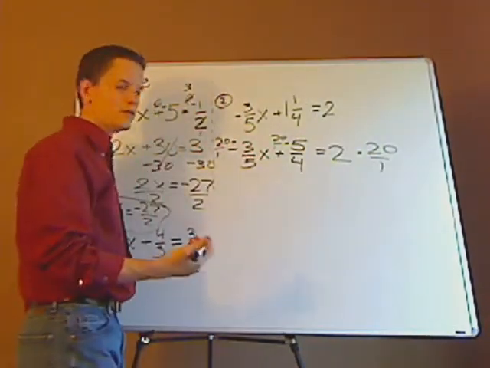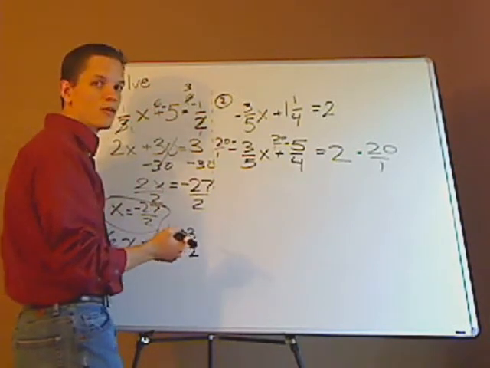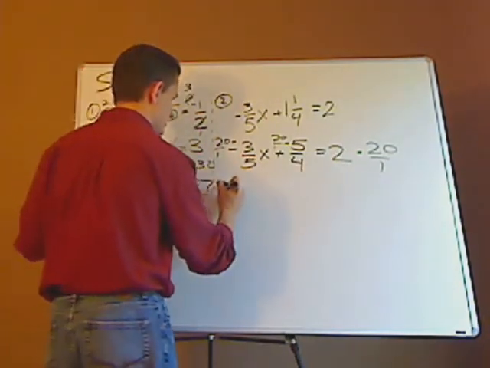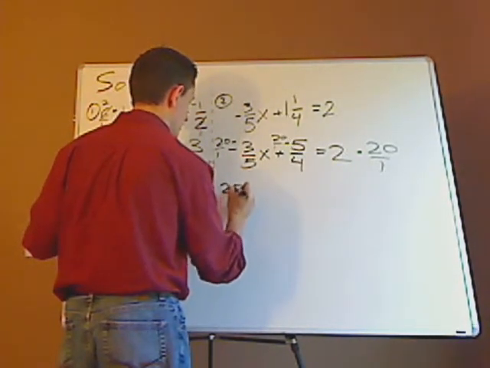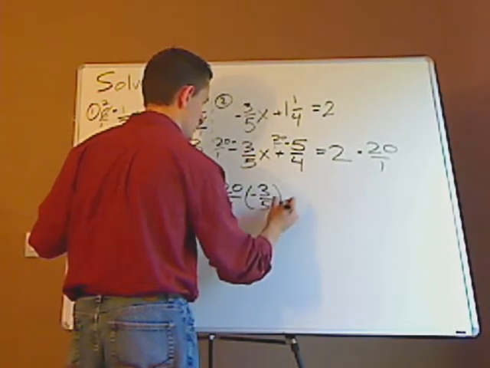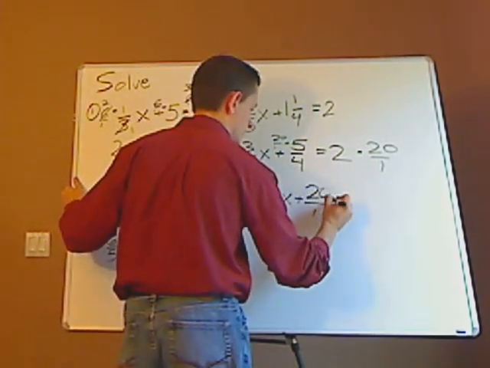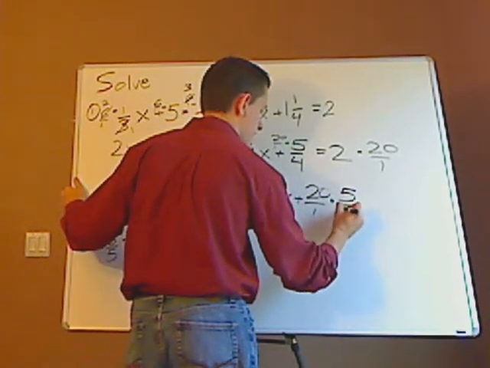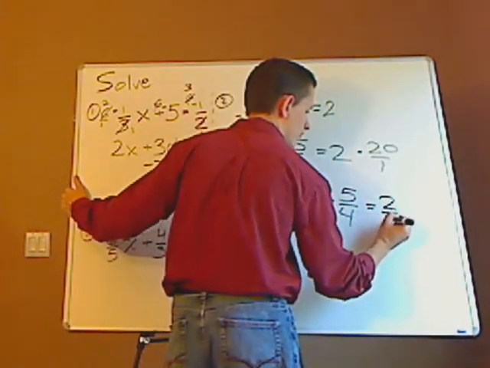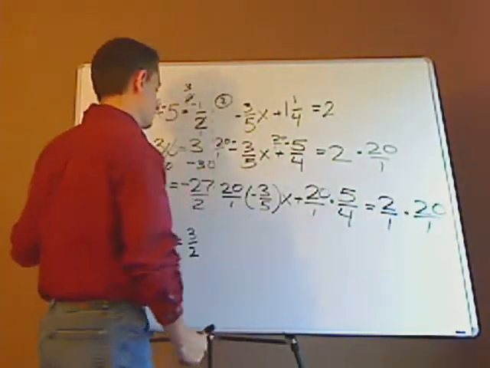All right, when you do that, you can do some cross canceling, and you're always going to be able to cross cancel. Let me rewrite this so it's easier to see. So you have 20 over 1 times negative 3/5 x plus 20 over 1 times 5/4 equals 2 over 1 times 20 over 1.